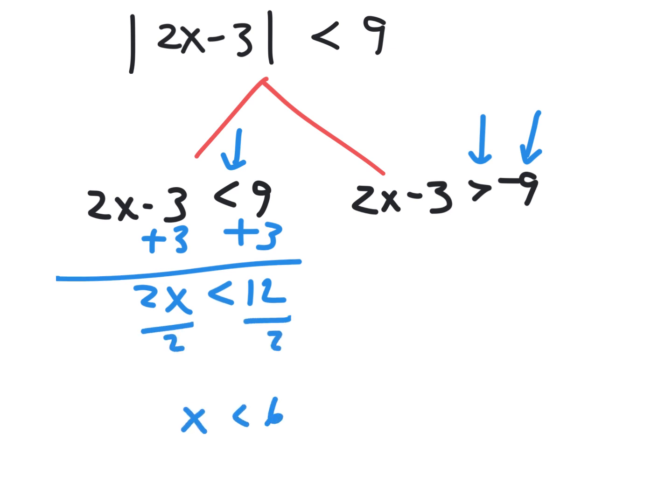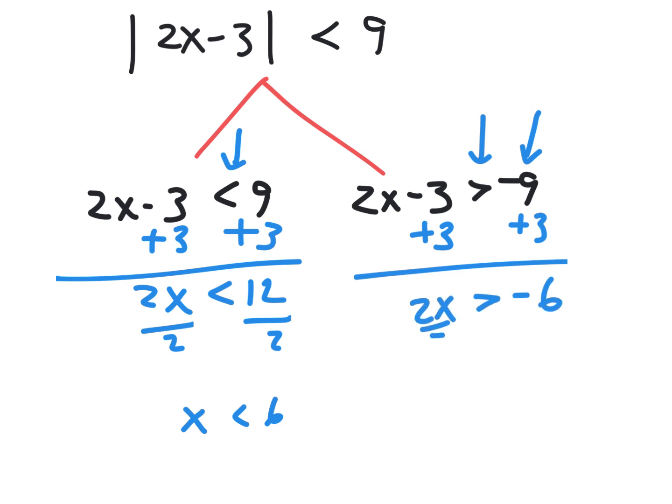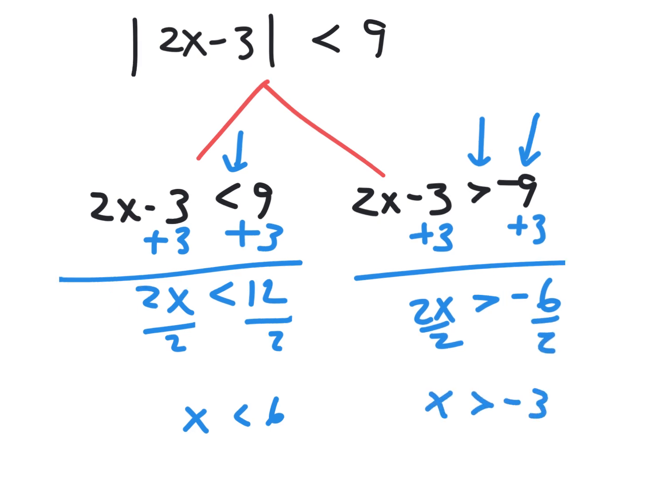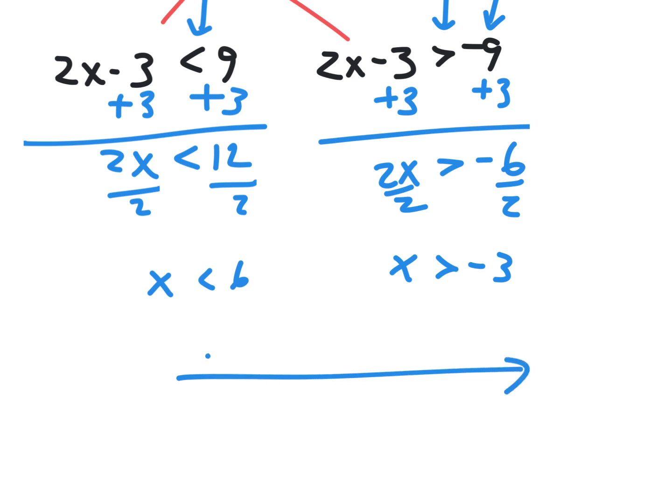X is less than 6. I hope that was one of your answers. X is greater than negative 3. Put it on a number line. Negative 3, 6. Empty circles. How come empty? Because it's not equal to. If there had been an equal to sign here, then I would have filled them in.